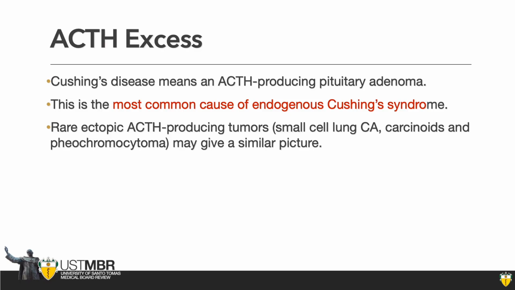If you're asked on the board exam, what's the most common cause of Cushing syndrome? The answer is exogenous. If the question asks what's the most common cause of endogenous Cushing syndrome, the answer is Cushing's disease.